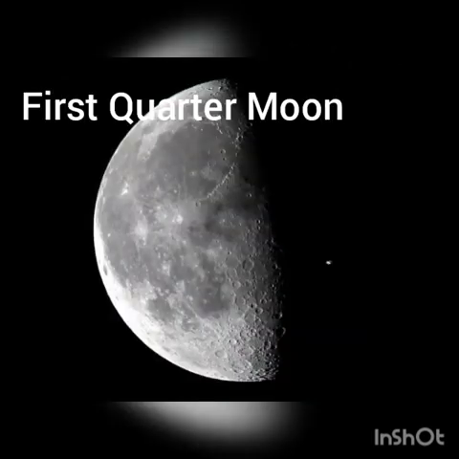First quarter moon can be defined as the movement of the moon when the moon reaches to its orbit. Orbit means path around the earth. We also call it the half moon, as we can see only half part of the moon illuminated by the sun.